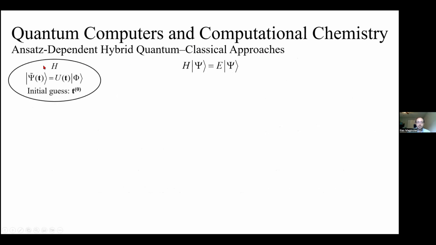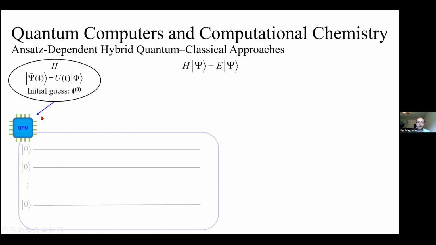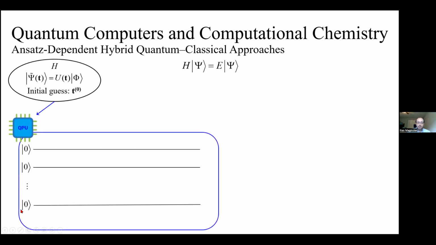So first, we need to decide on a Hamiltonian, which means that we have to pick a molecule that we want to study. Then we need to construct a trial state, which is expressed as a parameterized unitary acting on some reference state. And we need to have an initial guess for our parameters. Once we have this information, we can then pass it on to our quantum computer. And without loss of generality, we can imagine that the quantum computer starts at the 0 state.